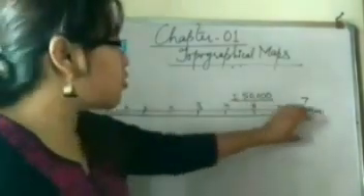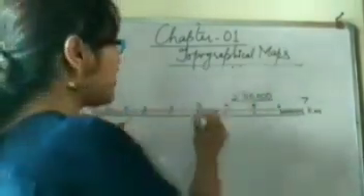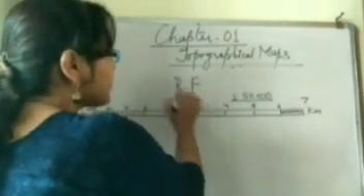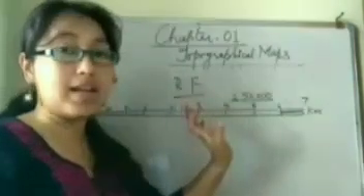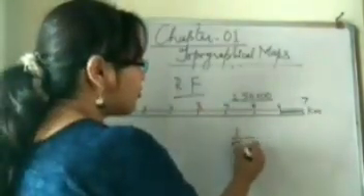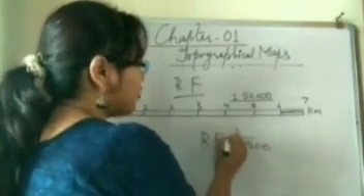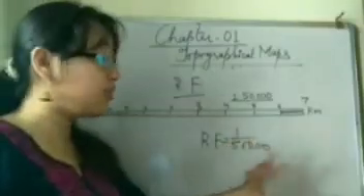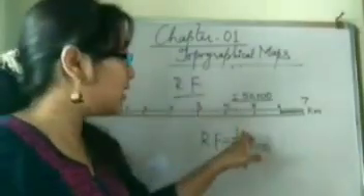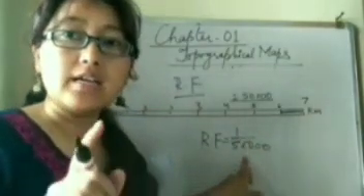Now this is always written as 1:50,000. This is the RF. RF means representative fraction. So 1:50,000 is the RF of the scale, and it is always given like this. That means 1 is your map distance and 50,000 is your ground distance.